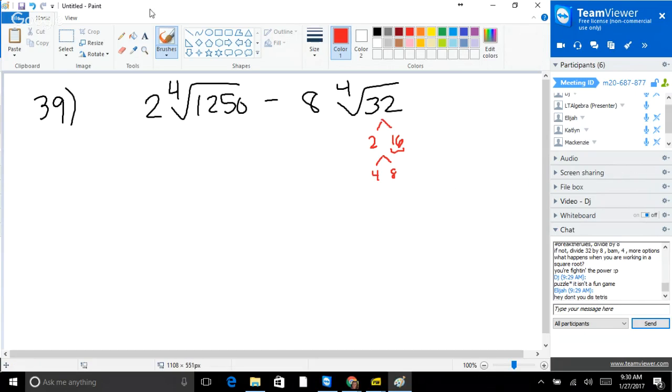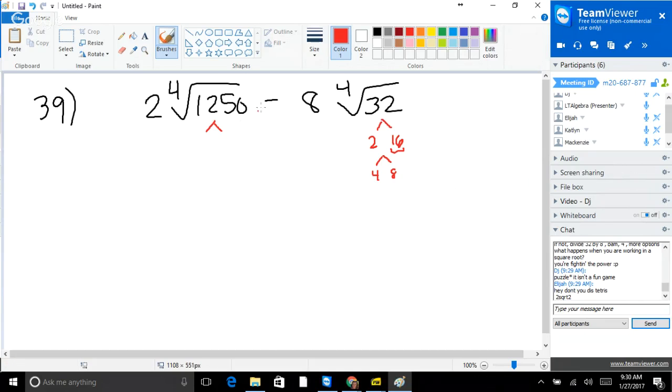And now what I'm doing is I'm saying, okay, what can divide 1,250? I'm trying to find something in common with both of those. So I tried to divide 1,250 by 16 and that didn't work. I tried to divide it by 8 and that didn't work. I tried to divide it by 4 and that didn't work. So the only thing I can divide it by is 2.